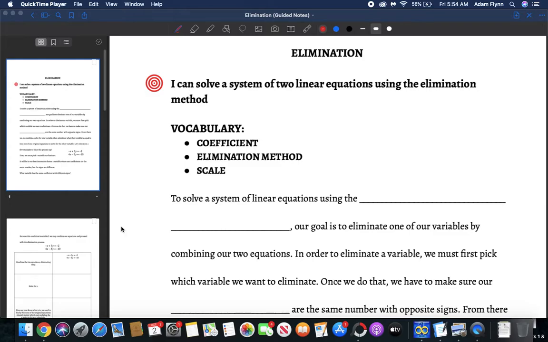Everyone. In this video I will be going over the elimination method for solving systems of linear equations. So if we take a look at our learning target, I can solve a system of two linear equations using the elimination method. Our vocabulary for today will be coefficient, elimination method, and scale.